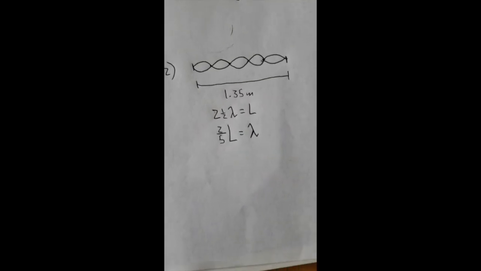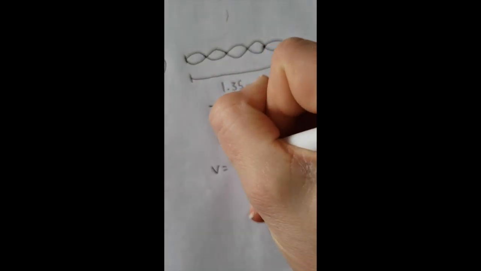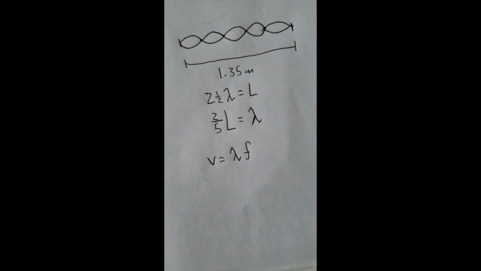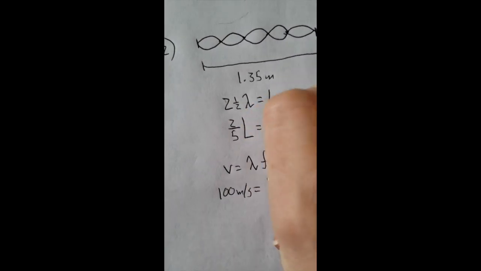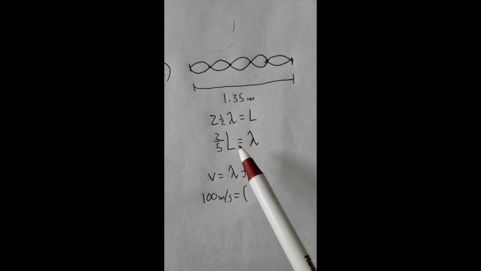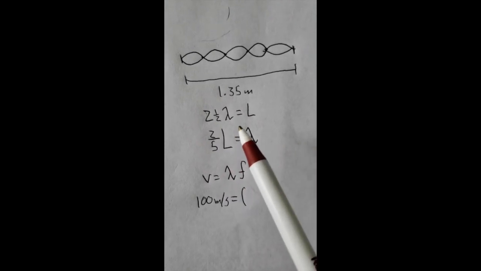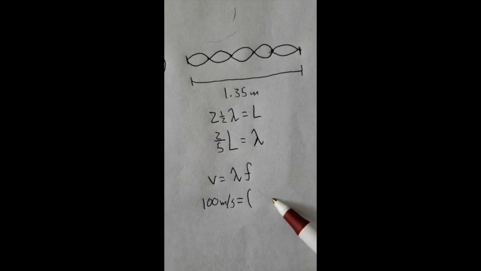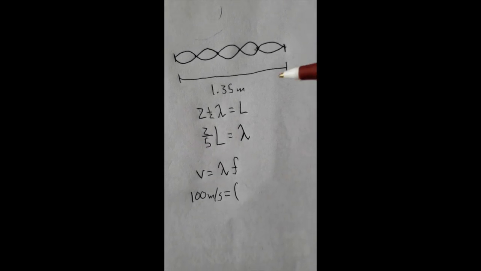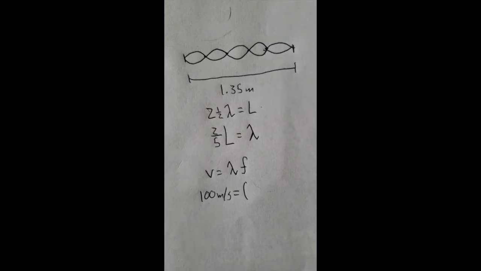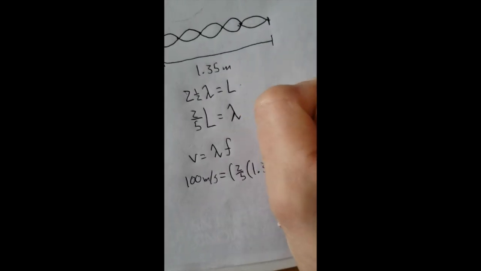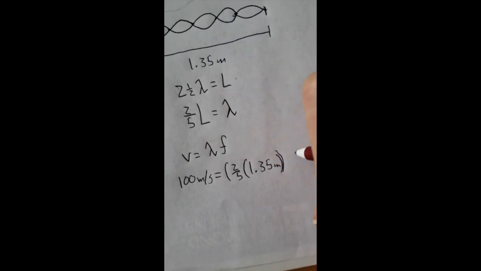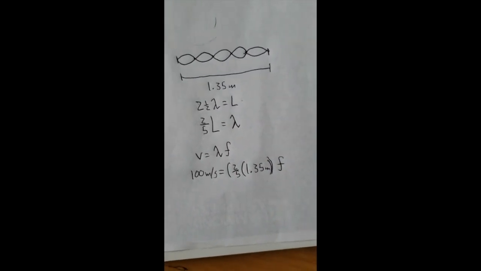So same way as we did before, V equals lambda F. We have our speed. I'm going to use this here, that the wavelength is equal to 2/5 L. If you want to first find the wavelength using this formula and then use this formula to get your frequency, that is totally up to you. You can do it however you want. So I'm going to go ahead, 2/5 times the length of the string, 1.35 meters, times F, and then you'll calculate.